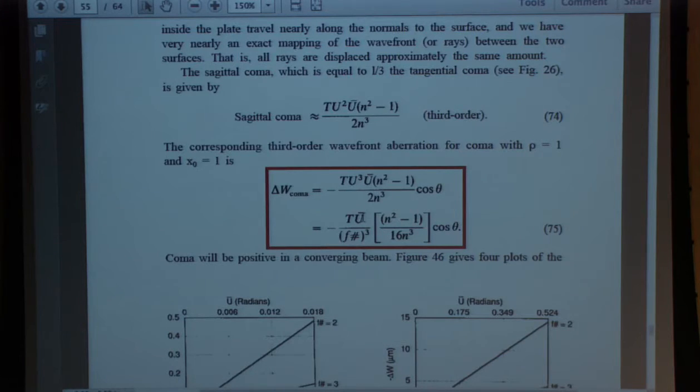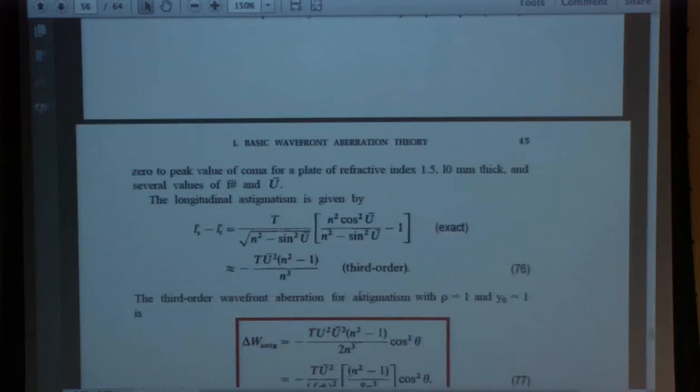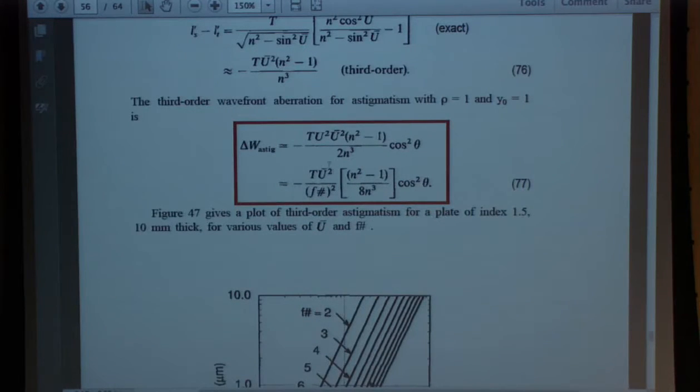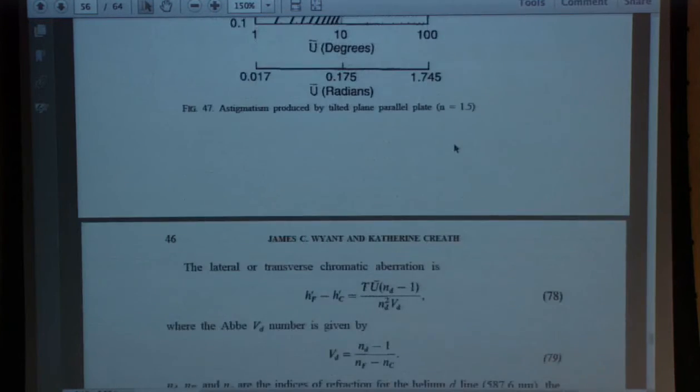And so one way to get rid of coma would be to put in 2 plates where the 2 plates are tipped in the opposite direction. So that cancels the coma. But what does that do to the spherical? Doubles the spherical. What does that do to the astigmatism? Astigmatism goes as a square of the angle, so it's going to double the astigmatism. So it gets rid of coma, but makes everything else worse.